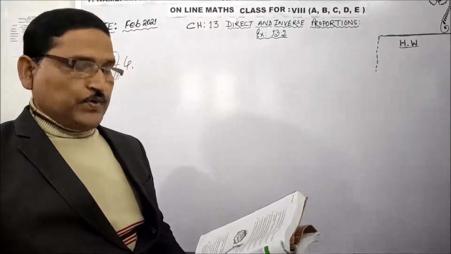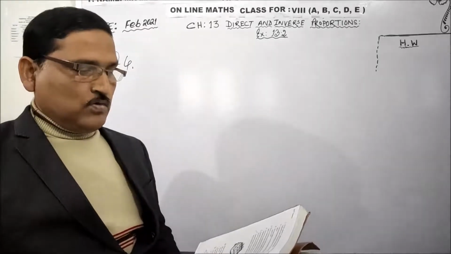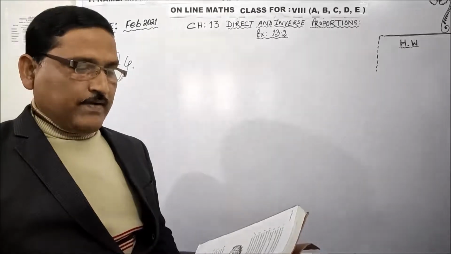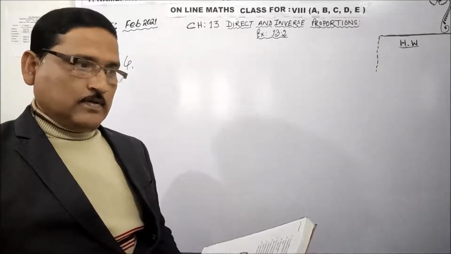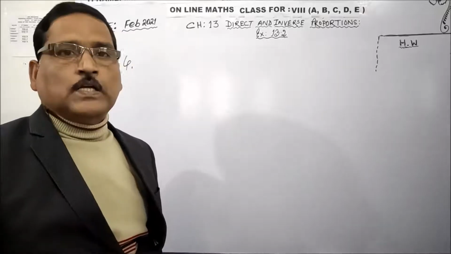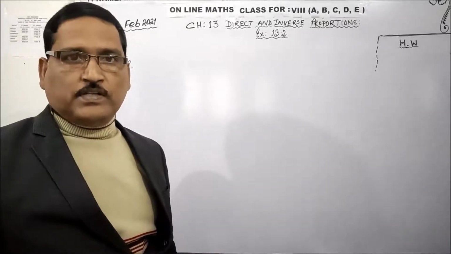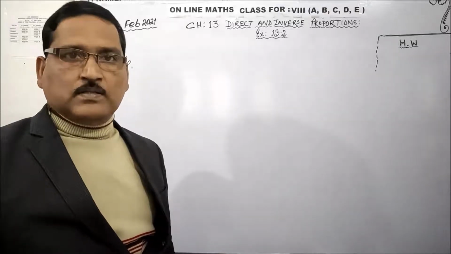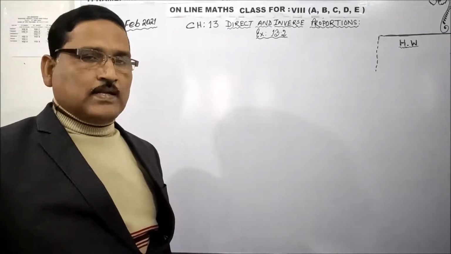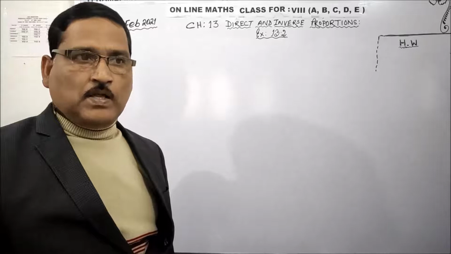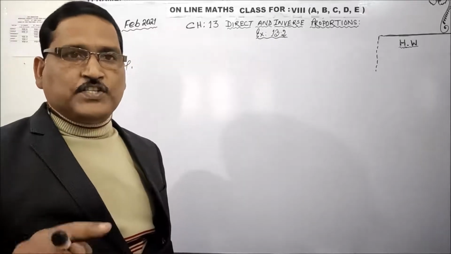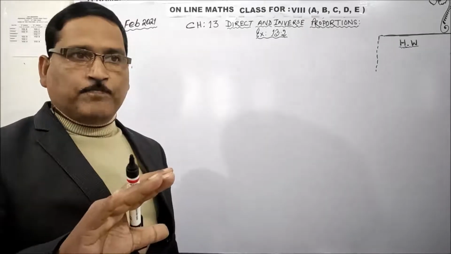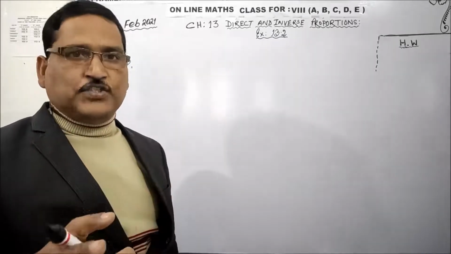A box of sweets is divided among 24 children and they will get 5 sweets each. So a box of sweets, how many sweets are there? It is a fixed number. If there are 24 children in the classroom and I divide the sweets, each is getting 5. That is the first condition. So 24 children, and each child is getting 5.